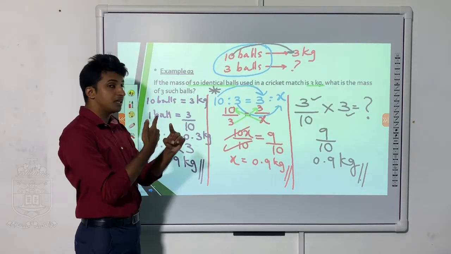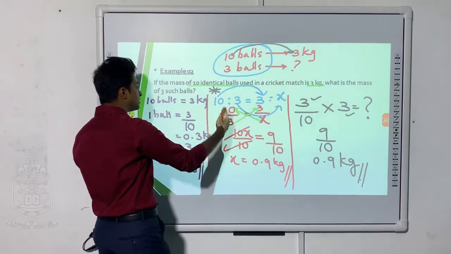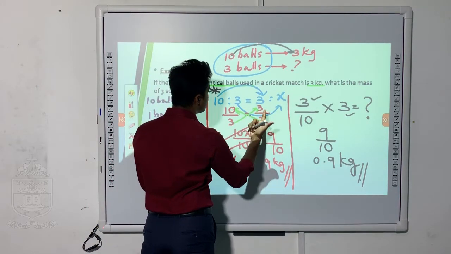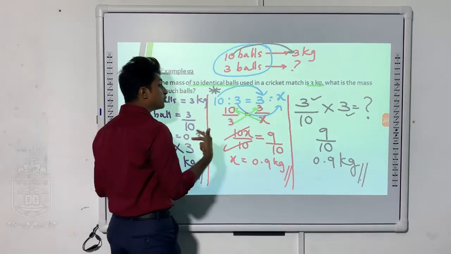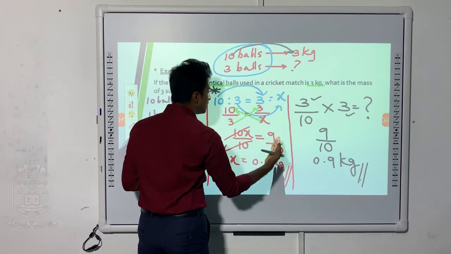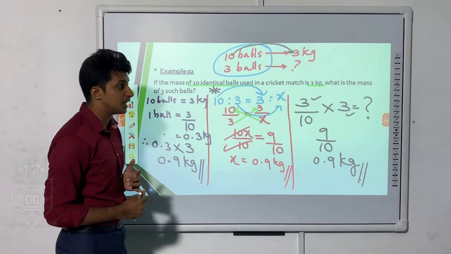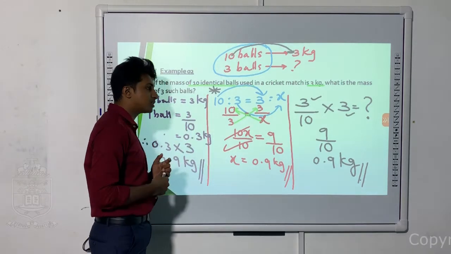Then the two fractions are cross multiplied. Then x will multiply by 10, that becomes 10x. Then 3 will multiply by 3, that becomes 9. So divide both sides by 10, 10 will cancel. 9 over 10 will become 0.9 kg. So the same answer you will obtain.